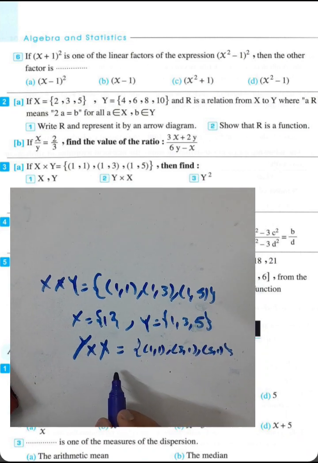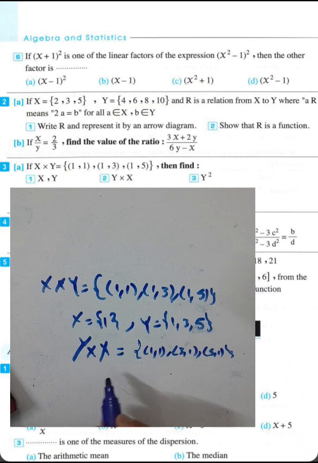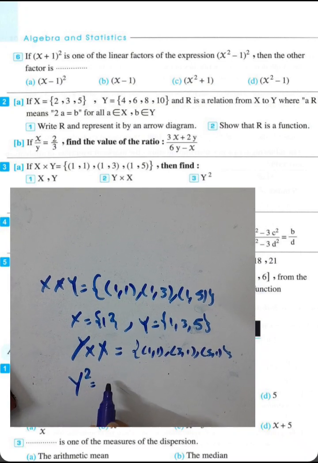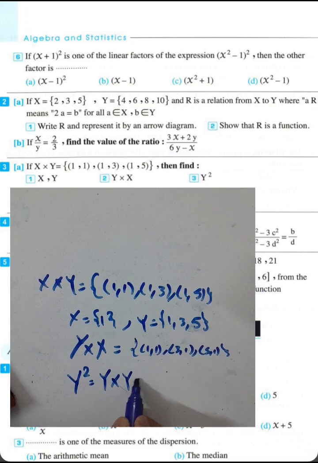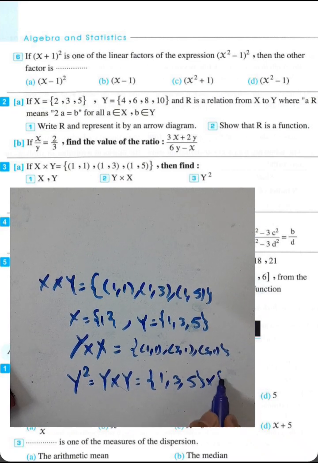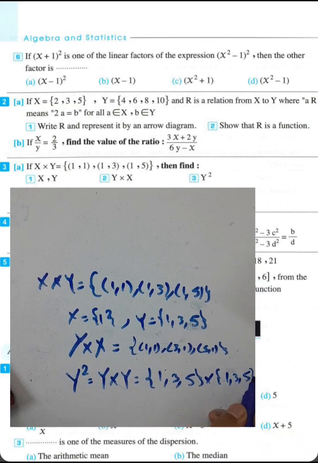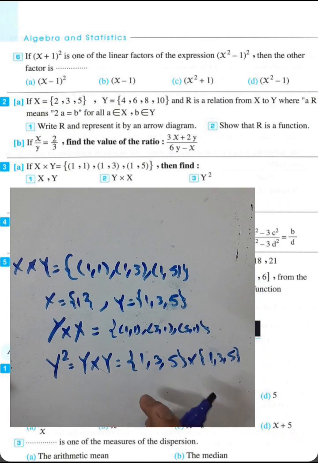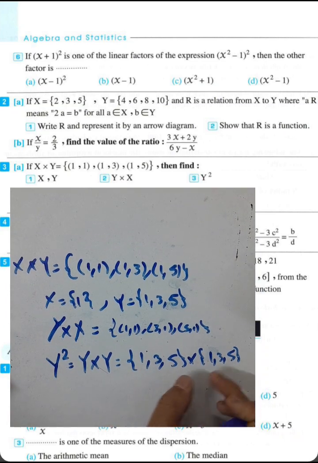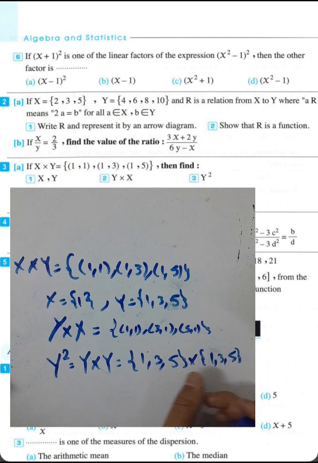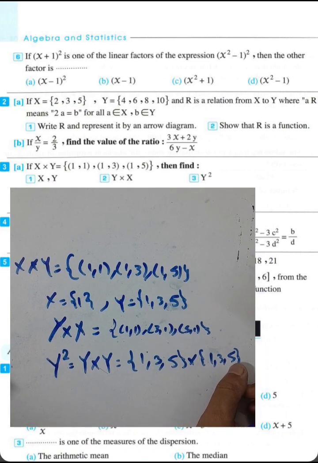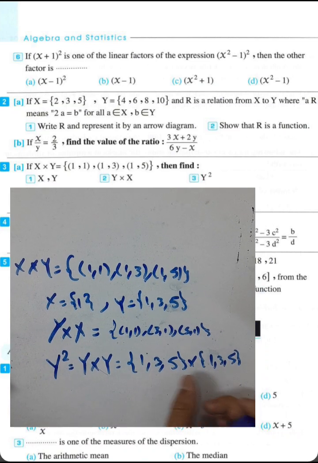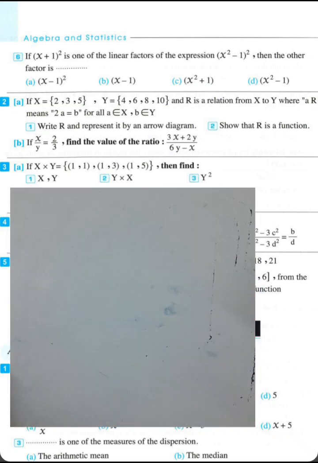Okay, and he wants y squared, meaning y Cartesian by itself: 1, 3 and 5 Cartesian by 1, 3 and 5. You can complete this: 1 by 1, 1 by 3, 1 by 5, 3 by 1, 3 by 3, 3 by 5, 5 by 1, 5 by 3, and 5 by 5.